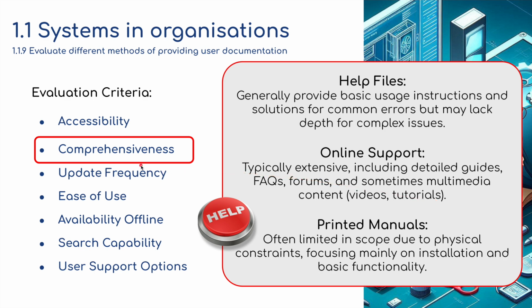Okay, comprehensiveness. The help files generally provide basic usage instructions and solutions for common errors but may lack depth for complex issues. Whereas online support is technically extensive, including detailed guides, FAQs, forums, and sometimes multimedia content, maybe links through to YouTube and other tutorials. Whereas printed manuals are often limited in scope due to physical constraints, focusing mainly on installation and basic functionality.